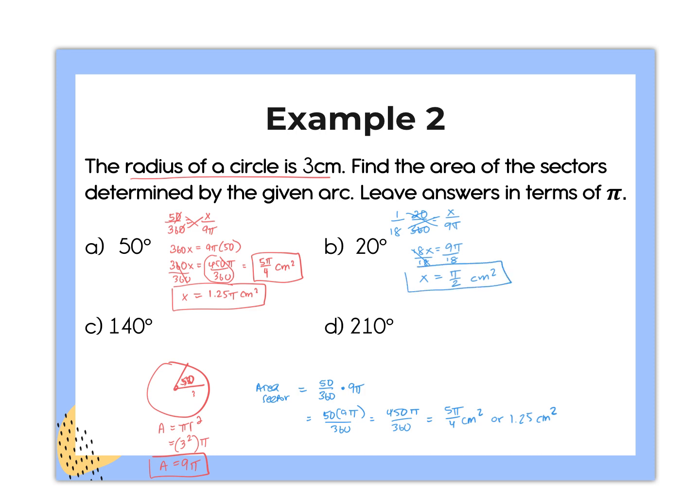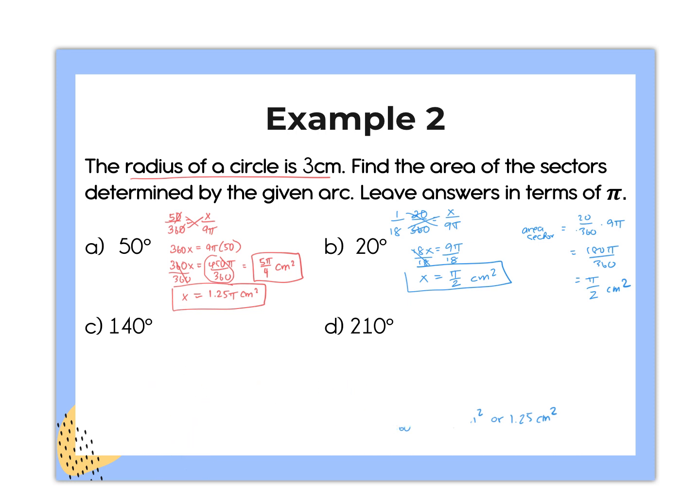So that's the area of my section, and I'm going to leave it with pi like that. I'm not going to do anything else. Then if I do it with the formula method, the area of the sector is going to equal 20 over 360 times 9 pi. Again, I'll get 180 pi over 360, which simplifies to pi over 2 centimeters squared. So again, the area formula is completely acceptable. It's just whichever you prefer.